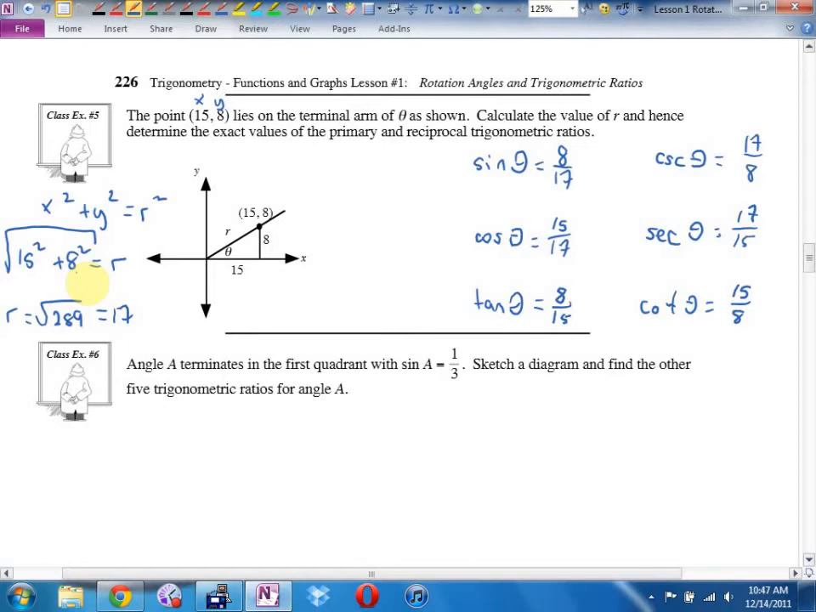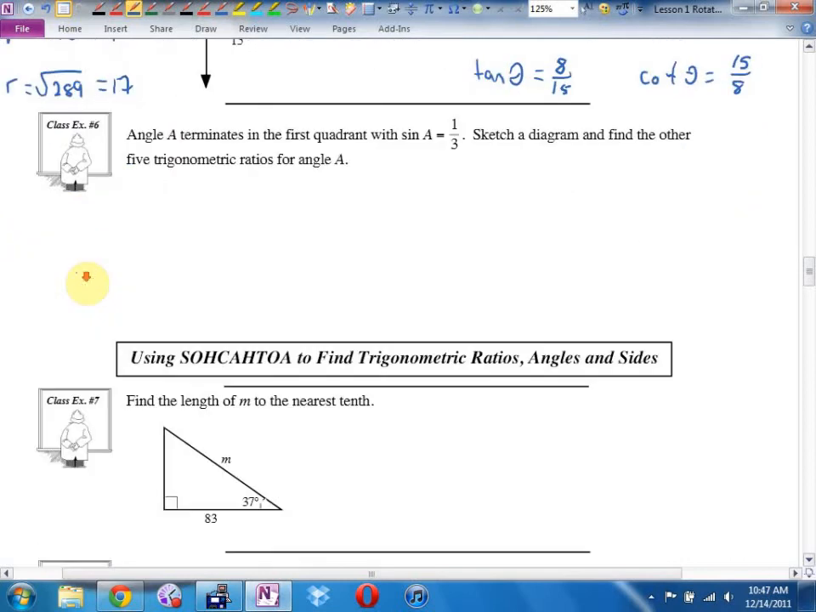So example six says this. Angle A terminates in the first quadrant. You know what? I should draw that. There's angle A, with the sine of A equaling 1/3. Sketch a diagram. Already did. And then find the other five trig ratios for angle A.